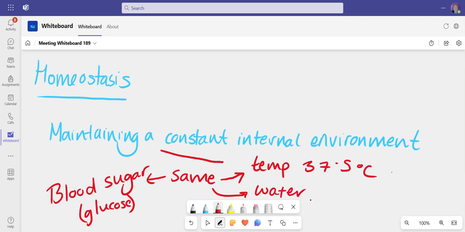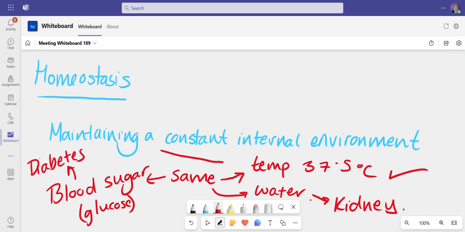Now, in this video, I'm going to touch on temperature in detail. The water you will find in the kidney video. Okay, and then the blood sugar links to diabetes. All right, so have a look at that video for that one. But this video focuses mostly on temperature.